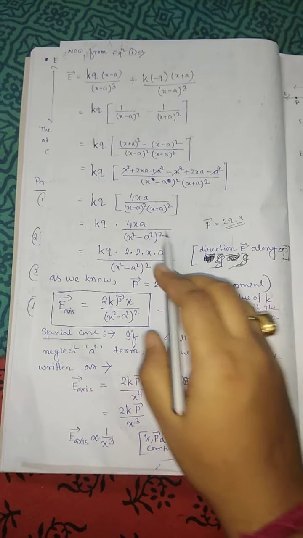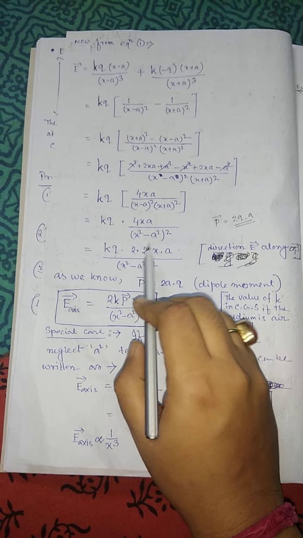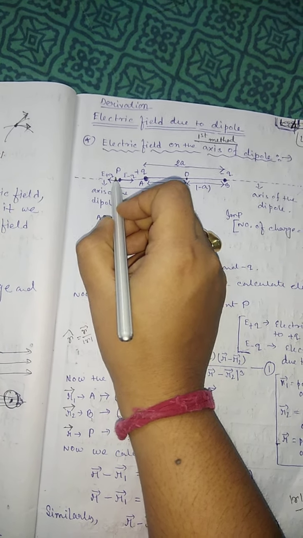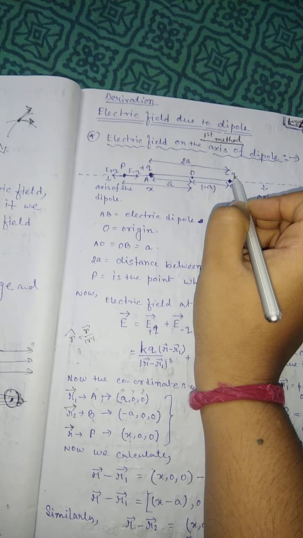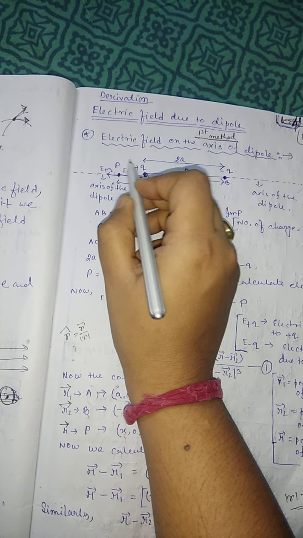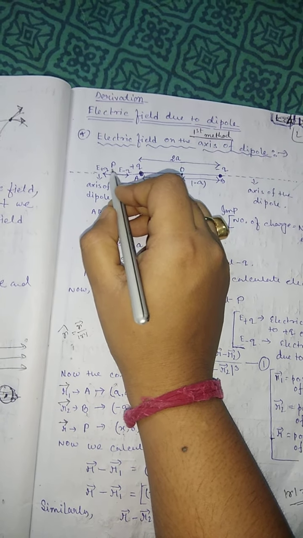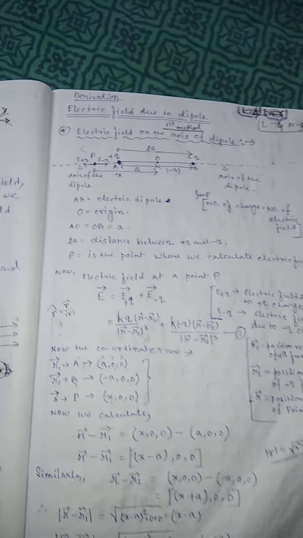Okay. And this net electric field at point P is directed along OP. Directed along OP means in this direction. Why? Because this point is closer to this plus q, and so the force exerted by it is more than this one. That's why the net electric field at point P is directed along OP.